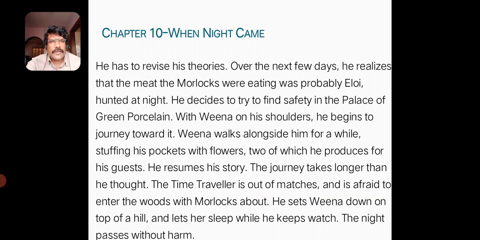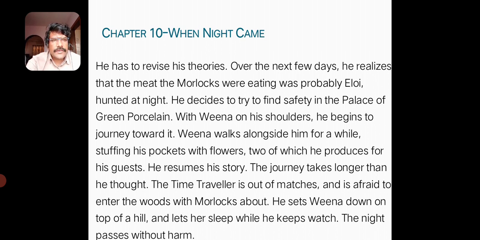In chapter 10, when night came, he has to revise his theories over the next few days. He realizes that the meat which he saw in the Morlocks' shelters was not ordinary meat. The meat the Morlocks were eating was probably the Eloi's meat. The Eloi are hunted during the night and kept as the Morlocks' food.